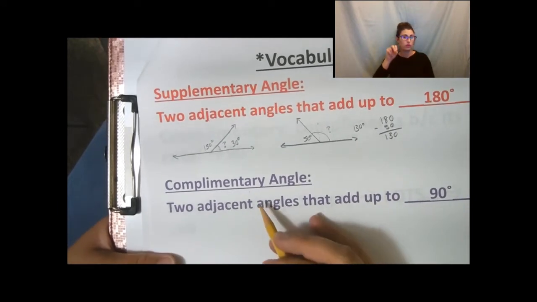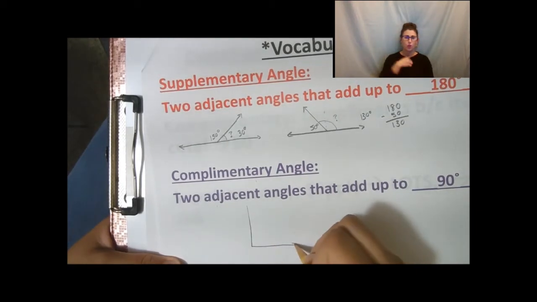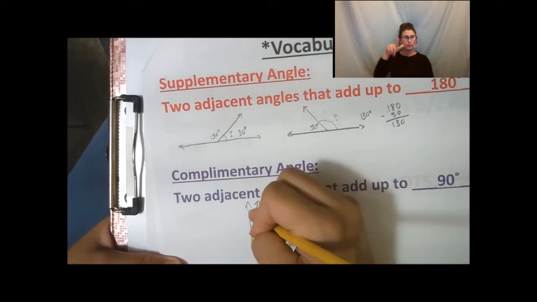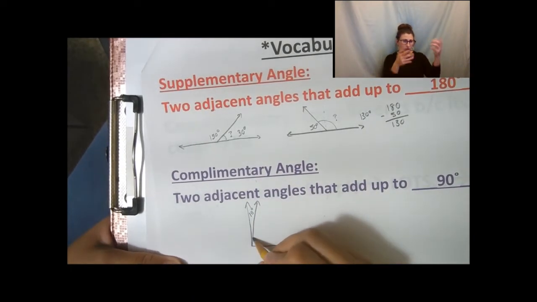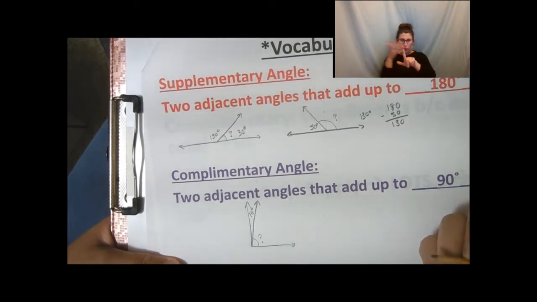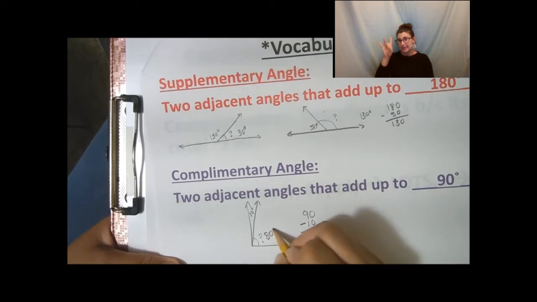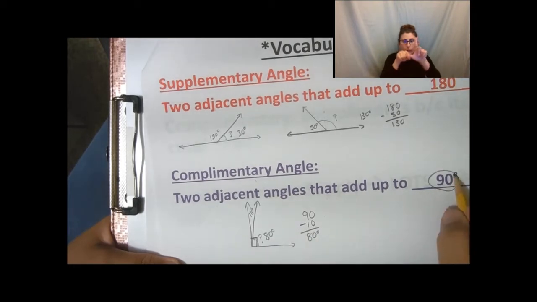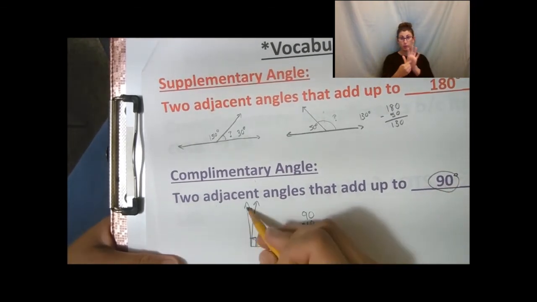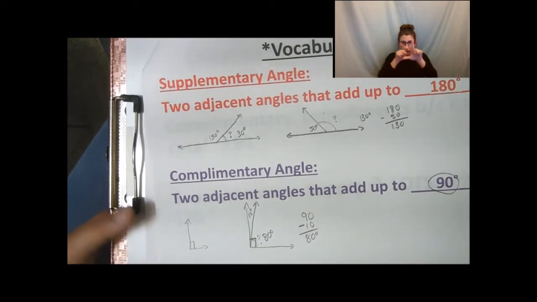All right, let's look at this one. Complementary angles: two adjacent angles that add up to 90. Let me draw some examples. If this is 10 degrees here, what would this degree measurement be? 90 minus 10 is 80, so this is 80 degrees. This is a right angle, both of these combined. 90 degrees represents a right angle, and usually this box right here represents that it's 90 degrees.